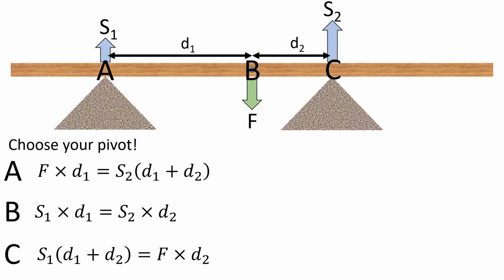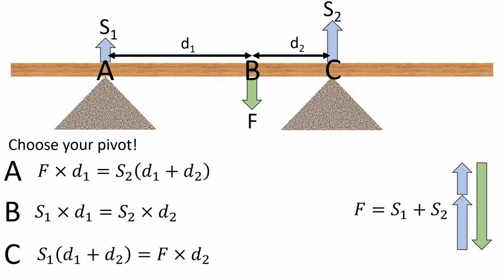And then we have C. If we choose C as the pivot, we find that the clockwise moment is S1 multiplied by D1 plus D2, whilst the anti-clockwise moment is F times D2. And finally, we must also remind ourselves the very important rule that the total force up and the total force down is equal. So F is equal to S1 plus S2.